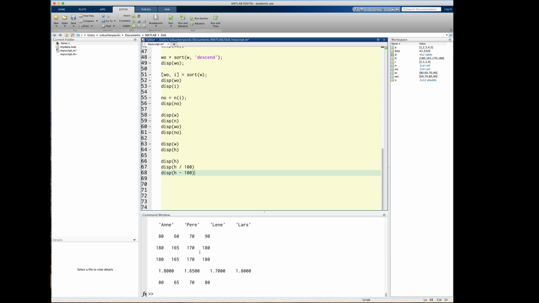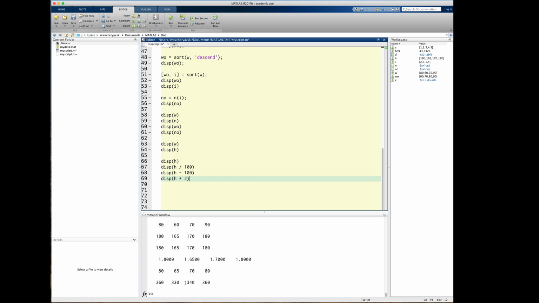So I can see I have this 180 minus 100, 165 minus 100, 170 minus 100, and so on. Okay. I can also multiply the height values by any number, for example by 2, and then I will get the doubled height. Okay, so that's no problem.